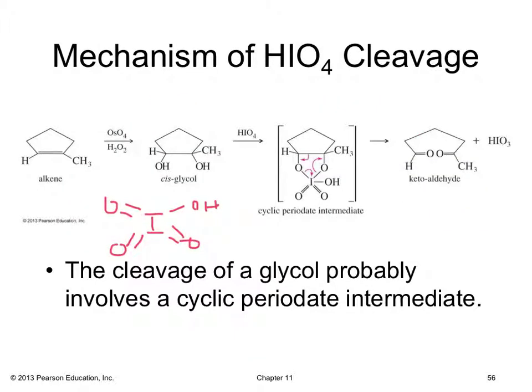So here's the mechanism of periodate cleavage. I'm going to draw this out for you. Here's your alkene reacting with osmium tetroxide to form the cis glycol, and now your reaction mechanism starts with your electrons from your glycol reacting, kicking off electrons to the oxygen. This will go down here. I'm going to draw it down there, so I'm going to move this up.